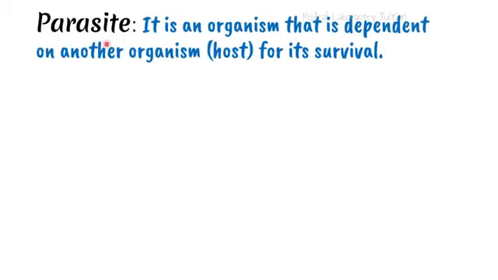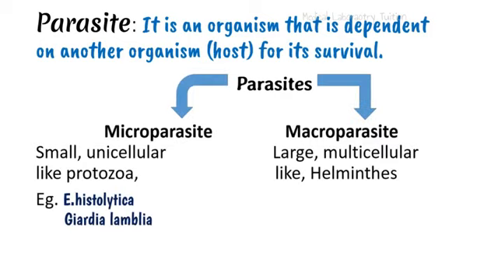Now what is a parasite? It is an organism that depends upon another organism, okay, and this other organism is called the host. In most cases this host is we human beings, okay. And why do they depend upon another organism? For their survival. Now parasites are divided into two types. One is microparasite, another is macroparasite.